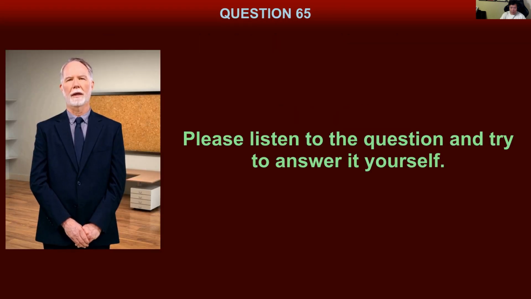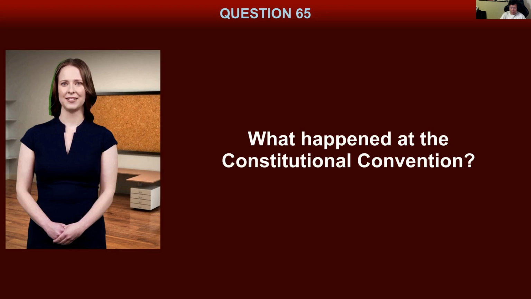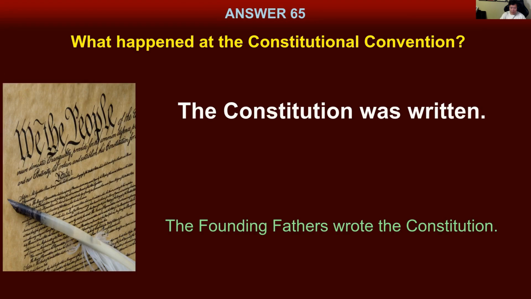What happened at the Constitutional Convention? The Constitution was written.